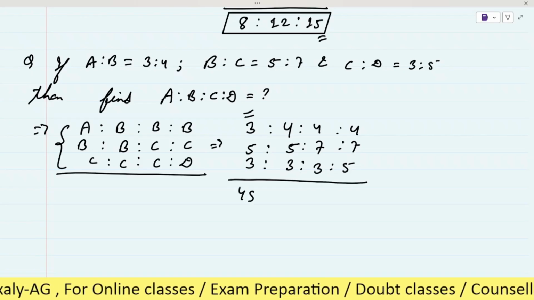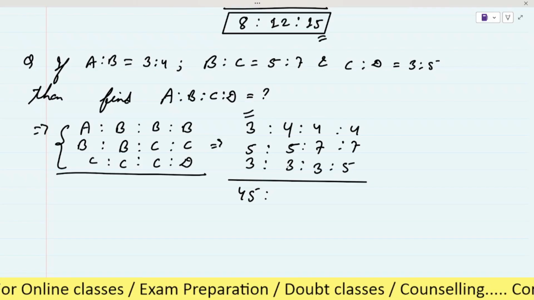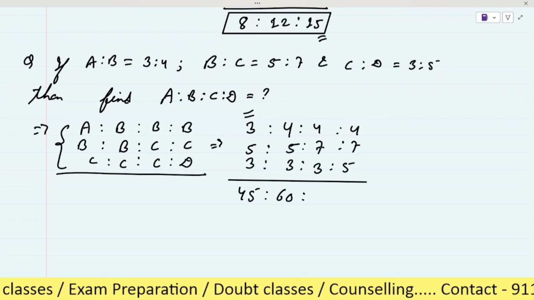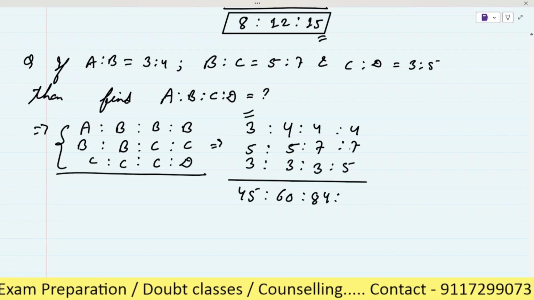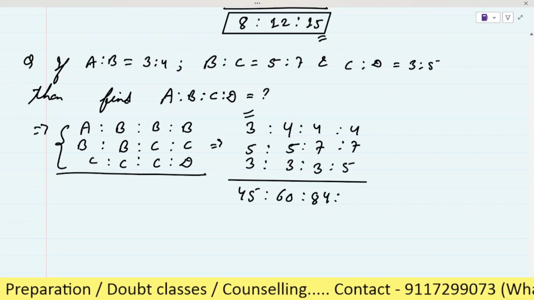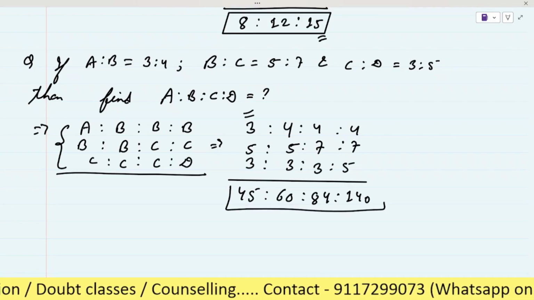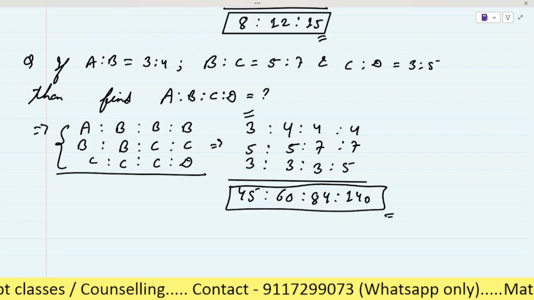9 fives are 45 is to 4 nines are 36... 4 fives are 20, 20 threes are 60. Then 4 sevens are 28, 28 into 3 it will be 84. And then 4 sevens are 28, 28 into 5 it will be 140. So this will be the answer. In this way you have to do it. Is it clear or any doubt?